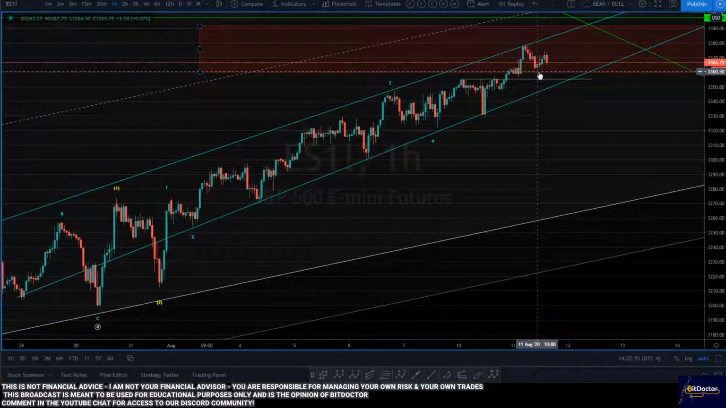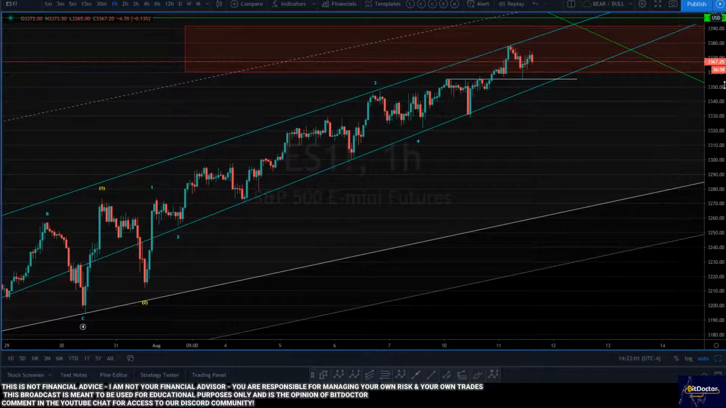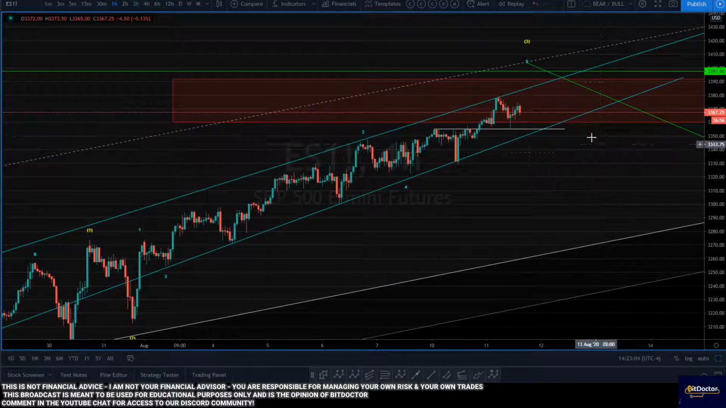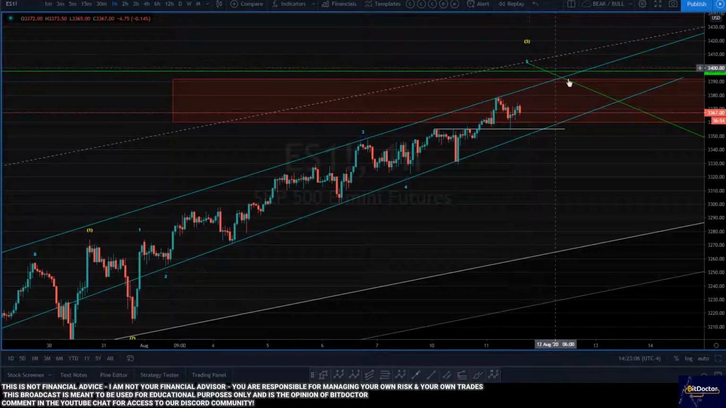So, there's a trade either way. Either way you look at it, there's going to be a trade here. It's just whatever your bias is. My bias right now, short term, is up. I do think that we are going to see an overthrow of the highs.